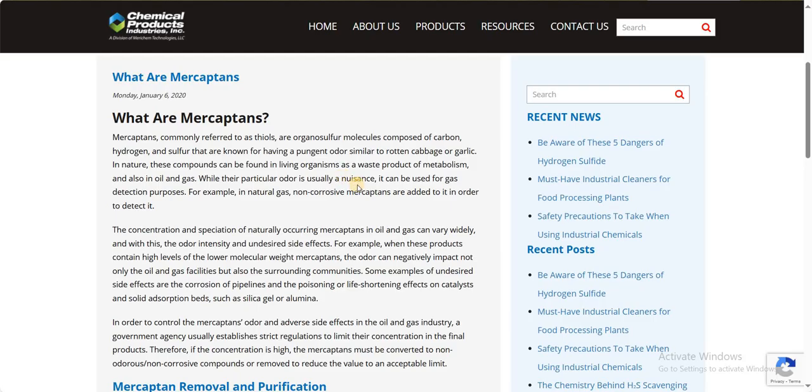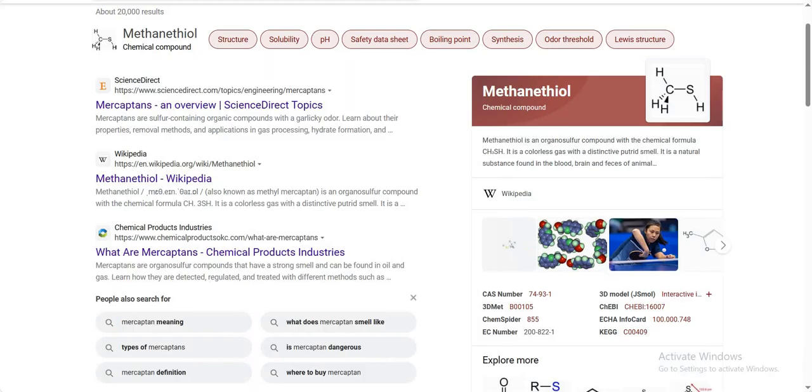That's why the odor is used for detection purposes. First, it is used for gas detection. For example, in natural gas, non-corrosive mercaptans are added to it. Mercaptans are the smell, composed of carbon, having a pungent smell. They are added so that we can identify the gases.